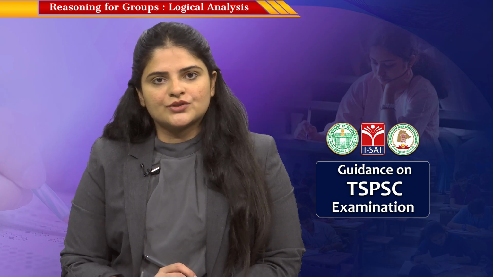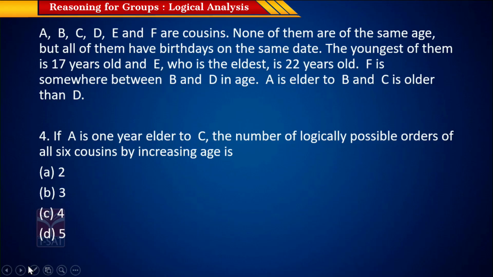Let's look at the next question now. With this given information, you're saying that A is 1 year elder to C. The number of logically possible orders of all 6 cousins by increasing age is. Okay, so you have 6 cousins, 17, 18, 19, 20, 21 and 22.